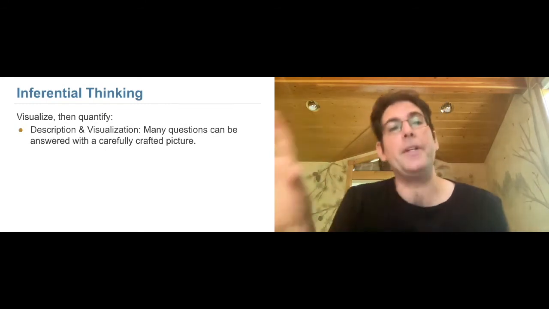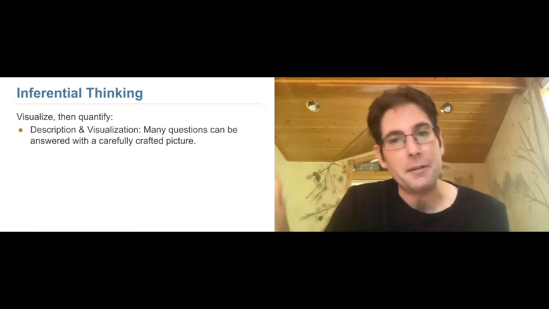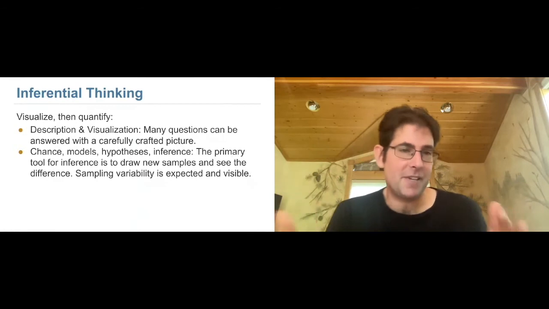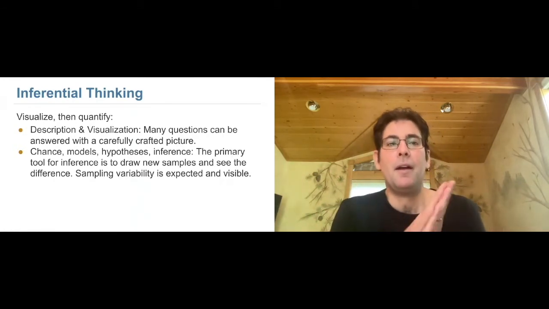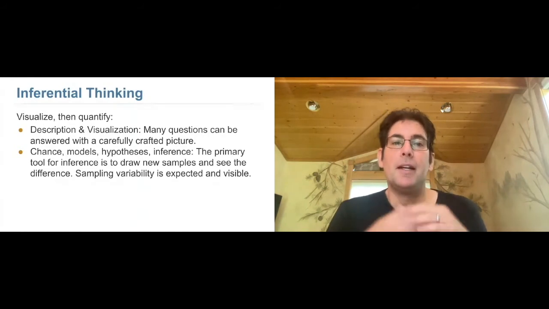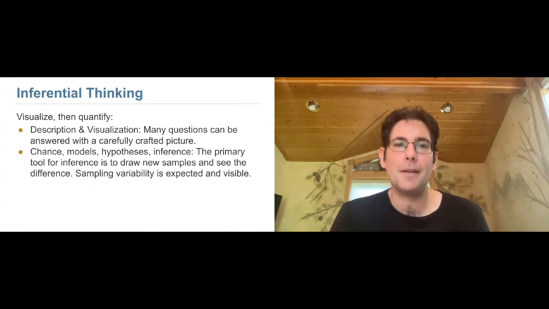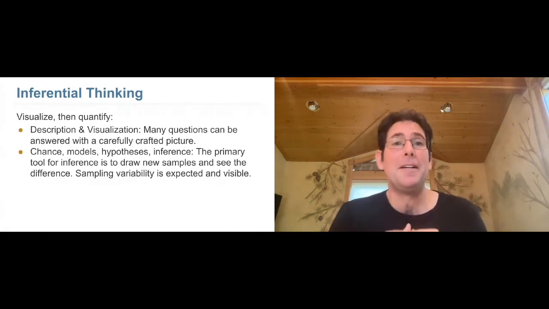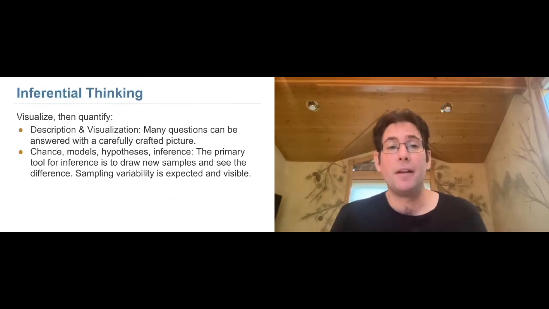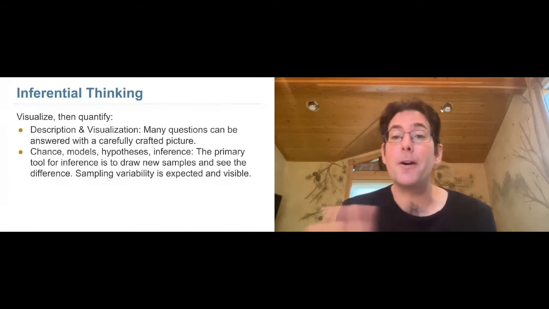So the first unit in the course from an inferential side is about description and visualization, where many questions can be answered with a carefully crafted picture. That takes, I think, 4 weeks or so. We move into chance. So we introduce probability, models, hypothesis testing, inference, primarily about how to compute a confidence interval, but then why would you do this? What does it mean?